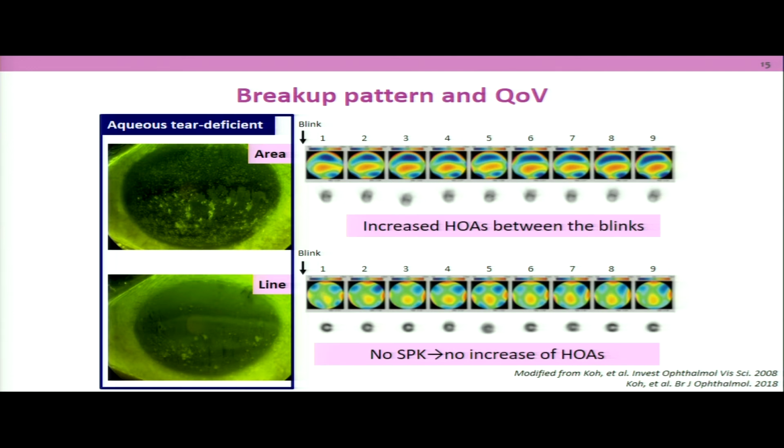But if you look at the line break, mild to moderate aqueous tear deficient dry eye. In such cases, especially if you don't see corneal epithelial damage in the central part of the cornea, it looks like normal at the beginning, but also this is because this is aqueous tear deficiency. There is no tear, so there is no change. So it looks like if there is no SPK in the central part of the cornea, there is no increase of higher order aberrations.